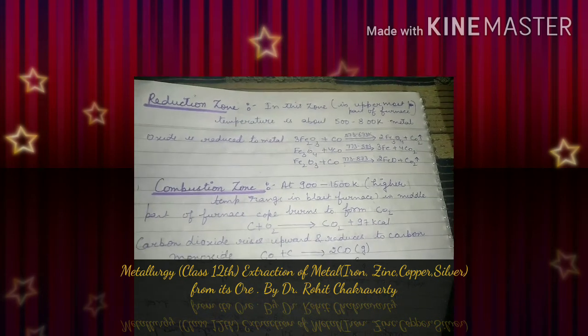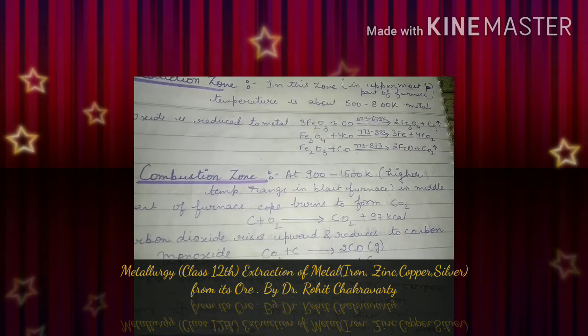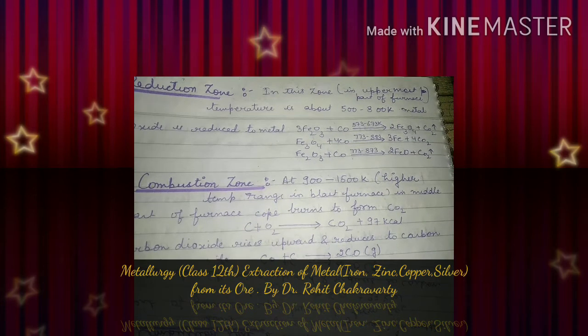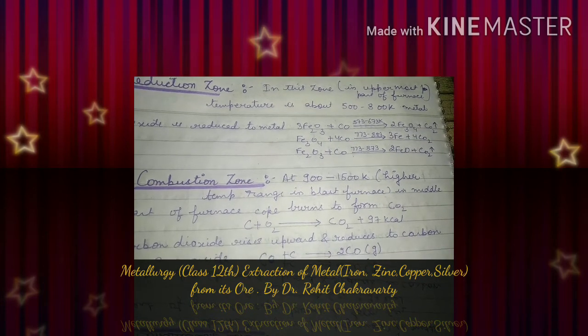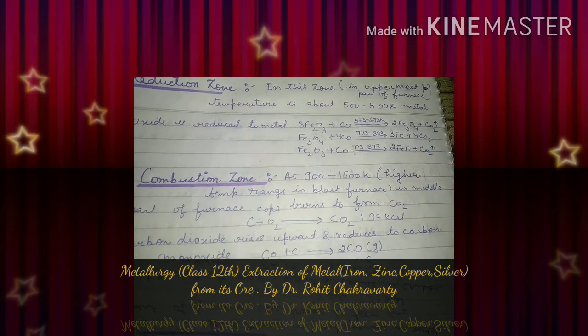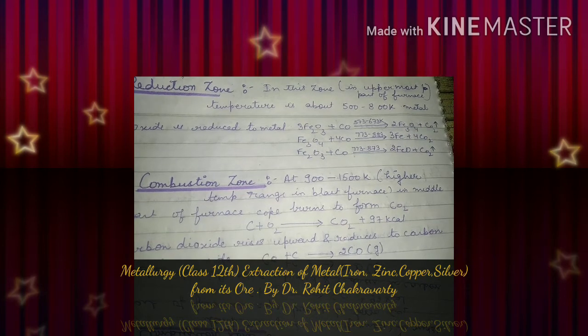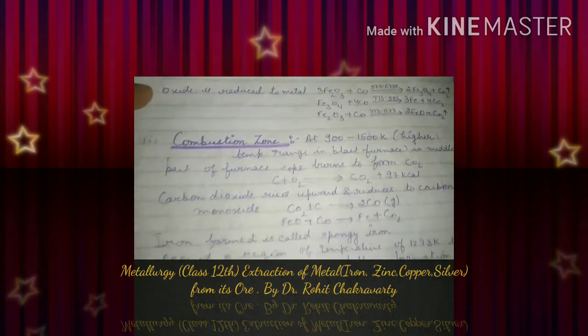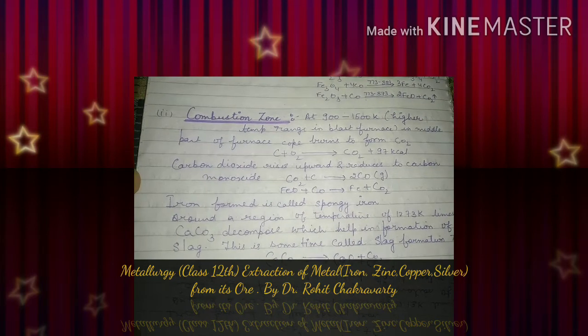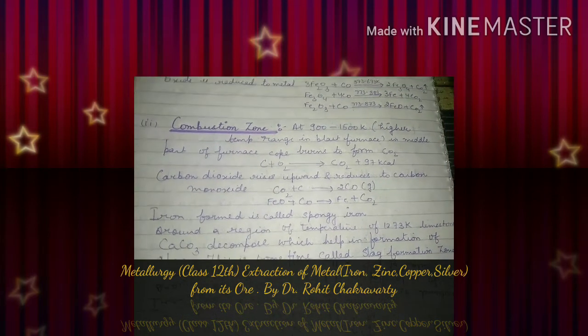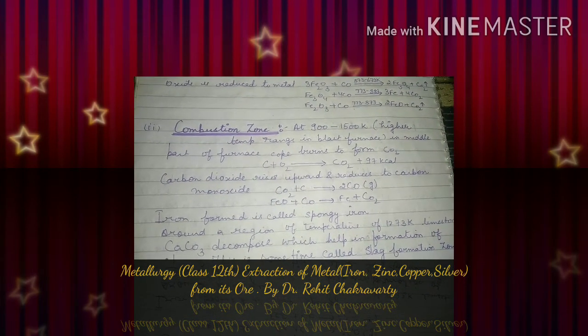So there are two reactions which happen first. And the Fe2O3 reacts with carbon monoxide, resulting in the formation of iron oxide. So this is the reaction. Now moving on to the next part, that is the combustion zone at 900 to 1500 Kelvin. Higher temperature range in blast furnace.